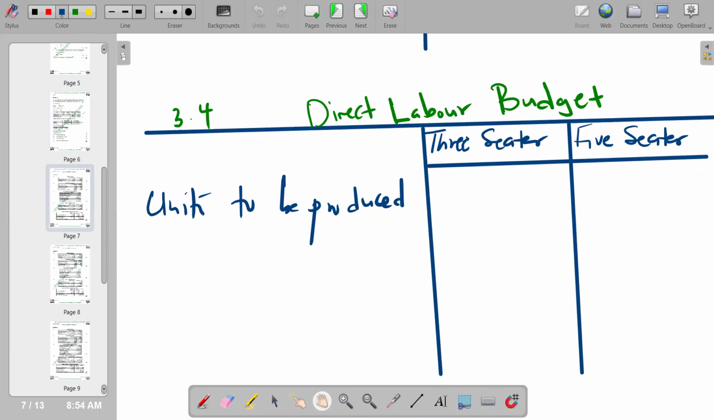So we're going to put them in such that we have 650 and 640. Then after units to be produced, we are supposed to have direct labor time per unit.